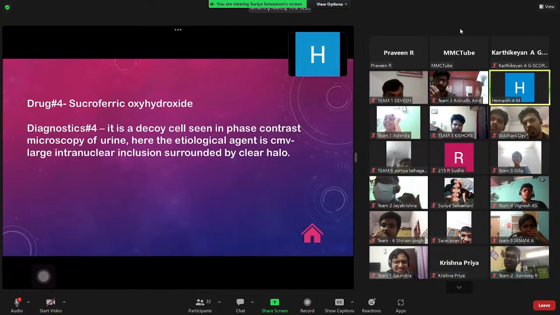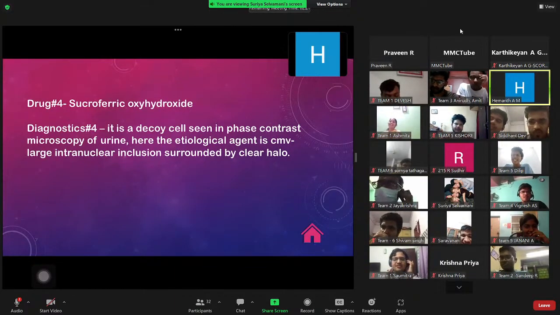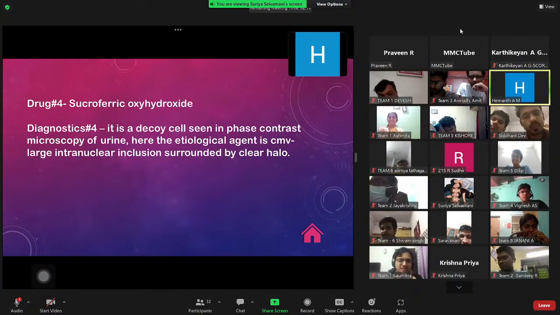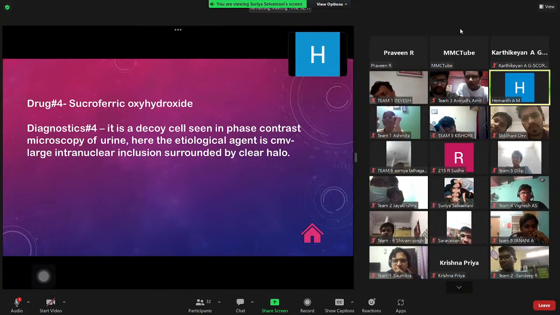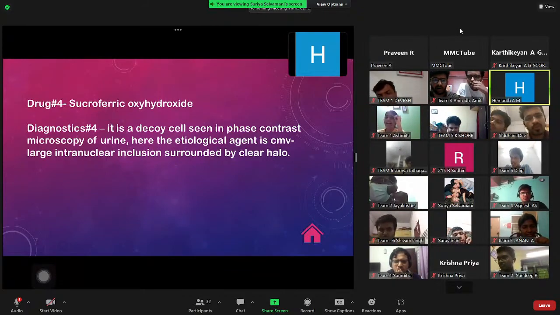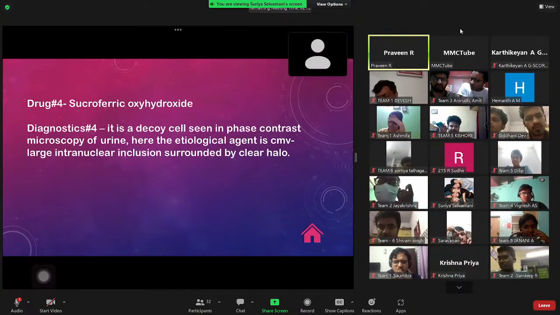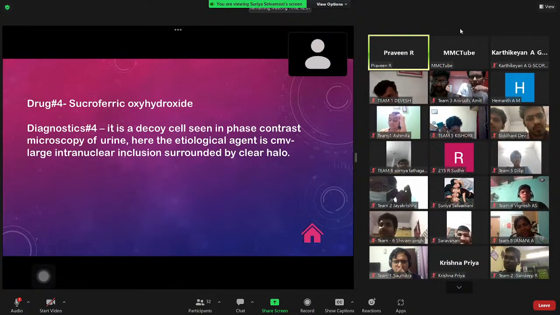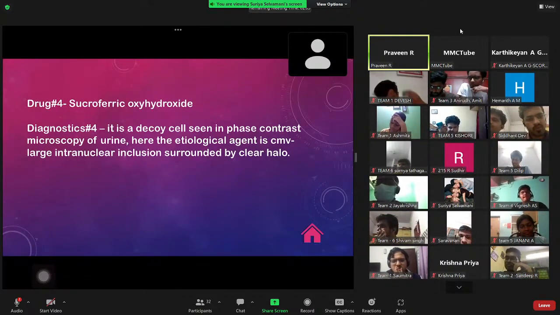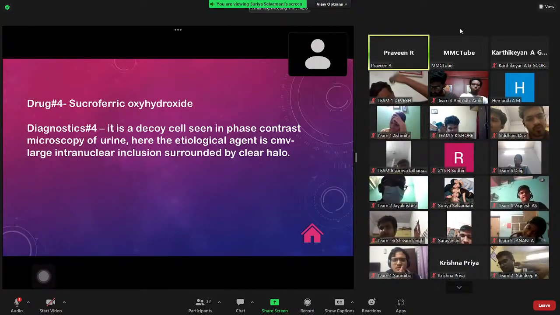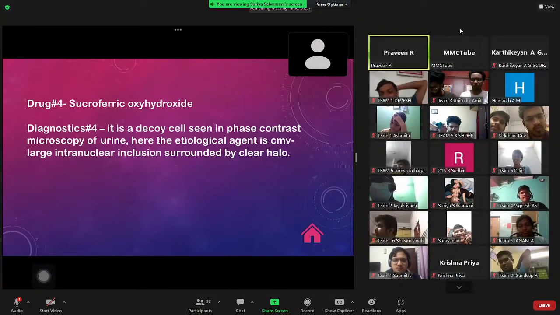The drug mentioned was sucroferric oxychloride. The diagnostic modality is phase contrast microscopy. The etiological agent is CMV, or you can say BK virus. So for Pounds, for the first question, Team 2 and Team 4 get it right. Team 6 and Team 5 get it wrong. For the second question, nobody has bounced. The direct team has said the second question correct. The first question is wrong.